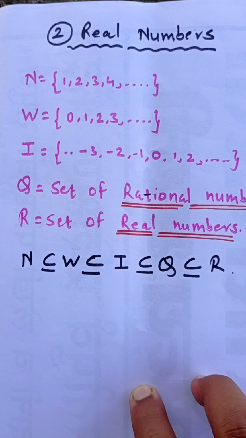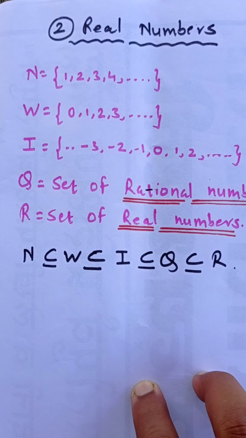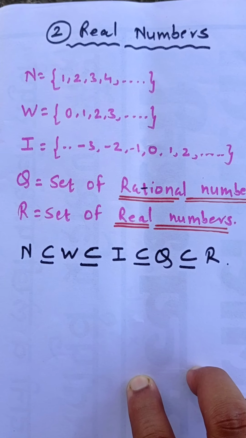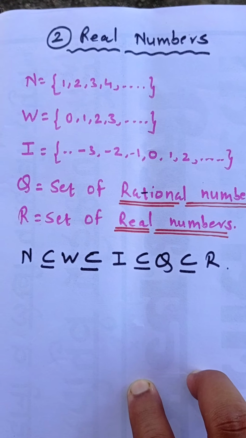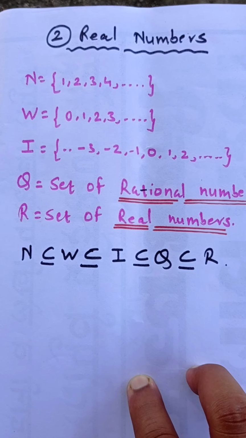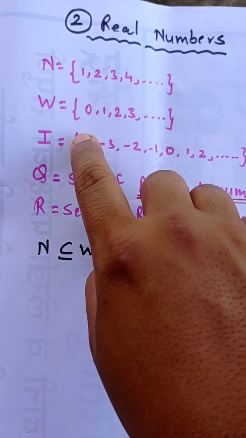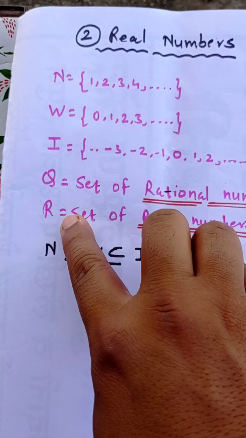Hi friends, today we are going to learn about lesson number 2 from Maths 1, that is, the lesson name is real numbers. Up to 8th standard we have learned about some basic numbers: natural numbers, whole numbers, integers, rational numbers and real numbers.